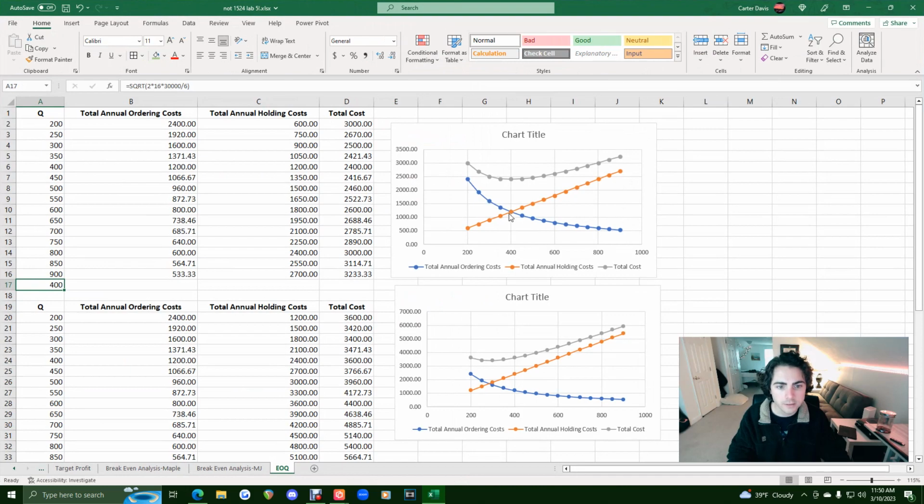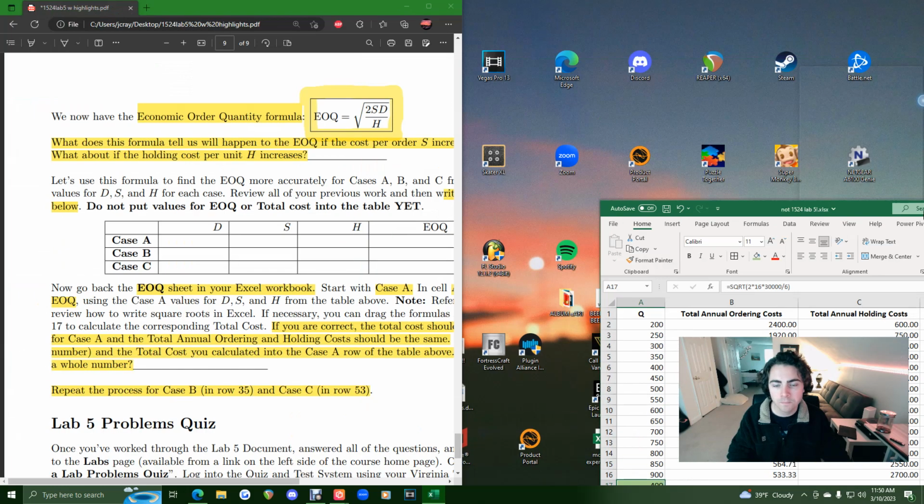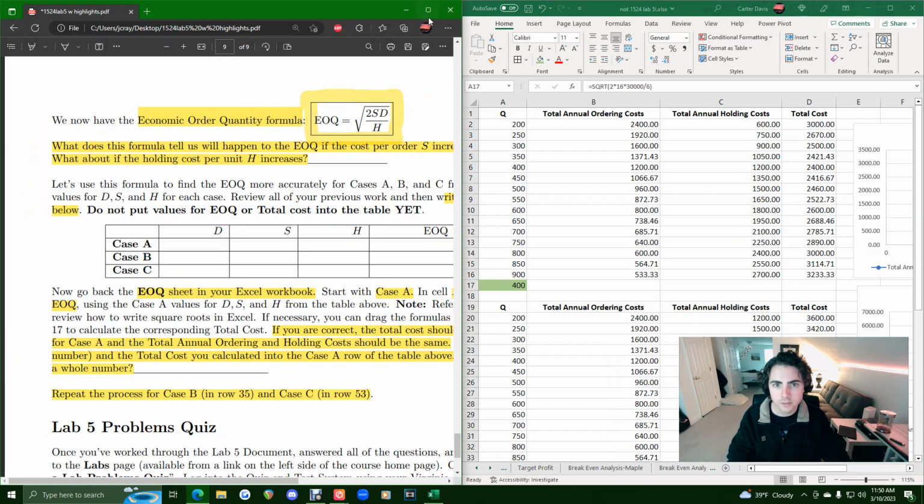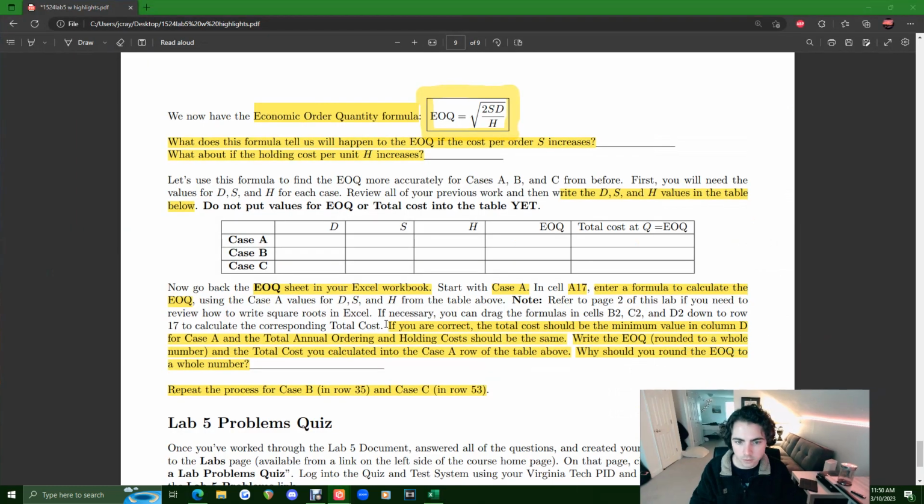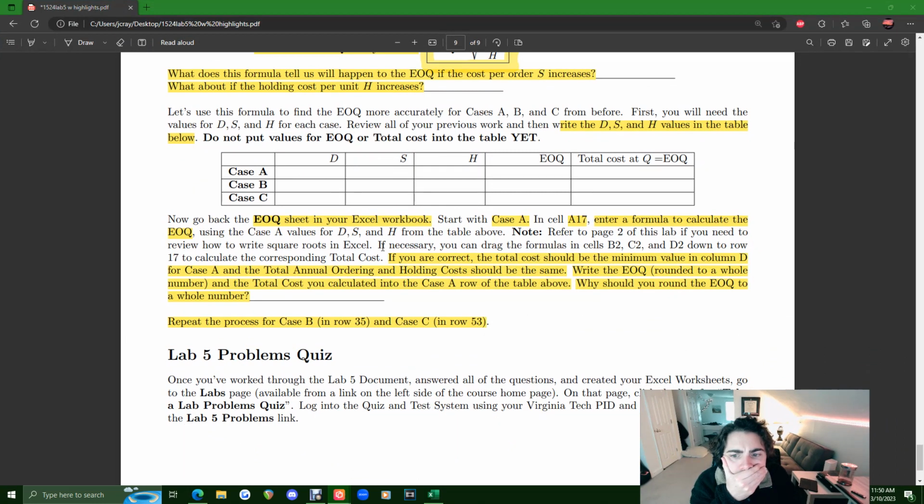We can see that intersection at 400. That's the idea. So this is our EOQ right there. Do they want us to do anything else, or just do that for all the others? Oh wait, use a case size. You can drag the formulas for B2, C2, and D2 down to 17 that calculate the corresponding total cost. If you're correct, total cost should be the minimum value in column D for case A.